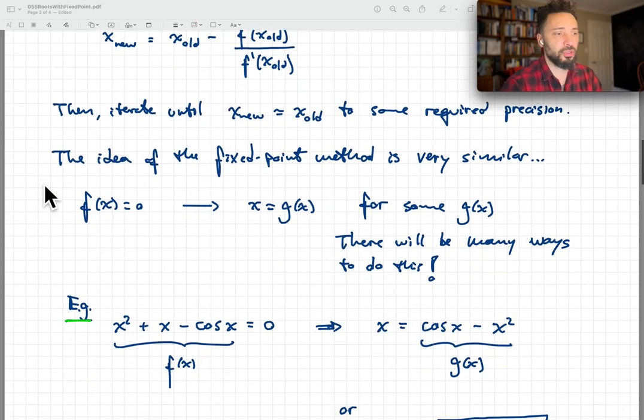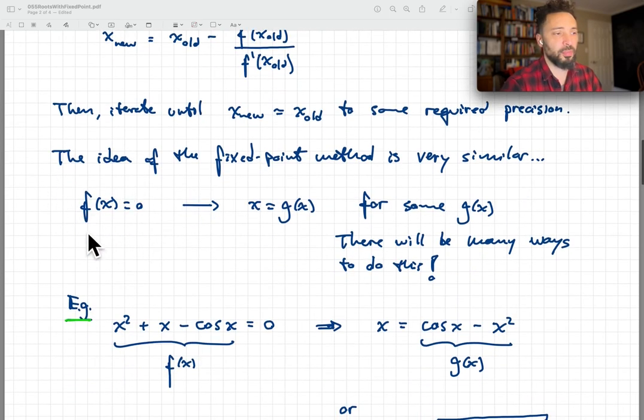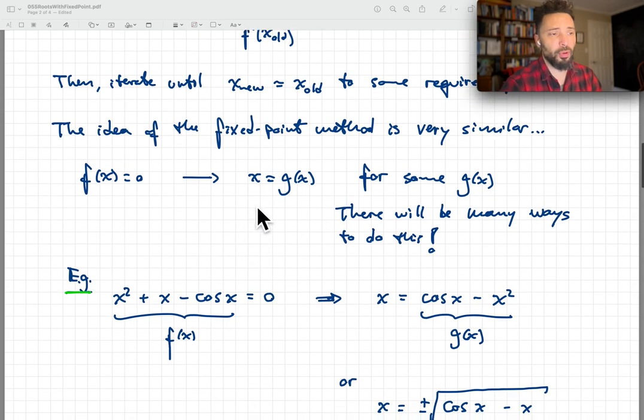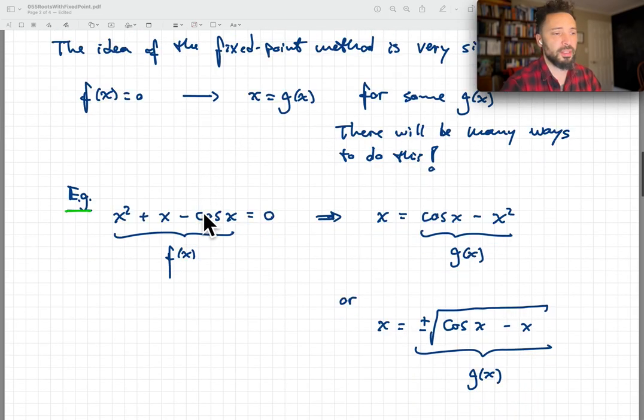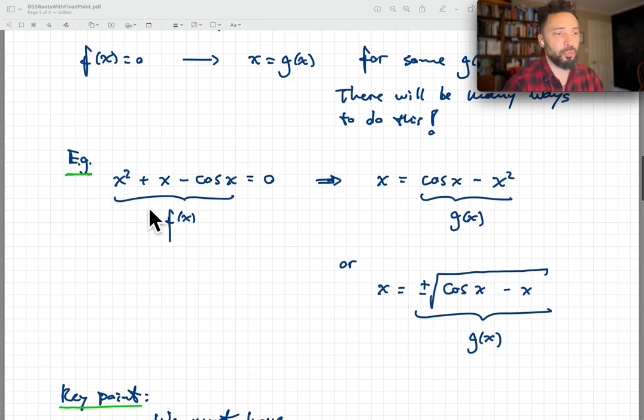Our equation to find a root is always something that looks like f of x equal to 0. Our first job is to replace that by a problem of this form: we want to rewrite it as x equals g of x for some g of x. There'll be many ways to do that. Here's a very simple example. Suppose we want to find the roots of x squared plus x minus cosine x equal to 0.